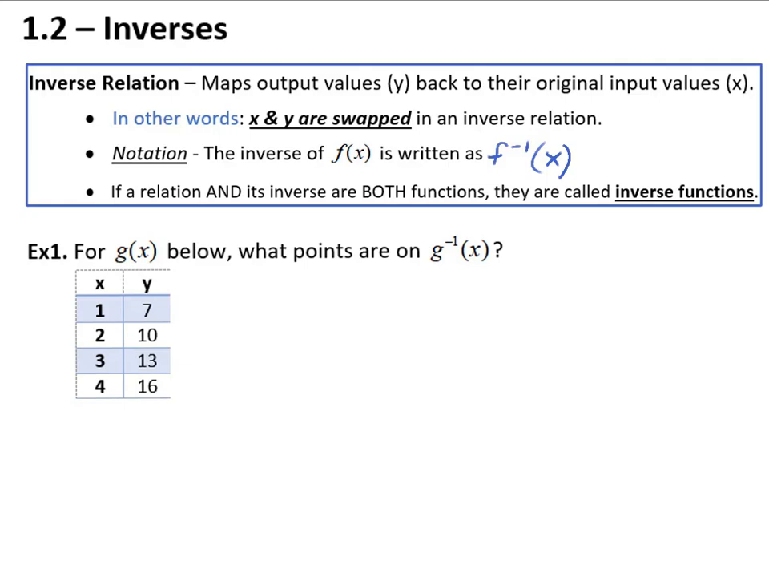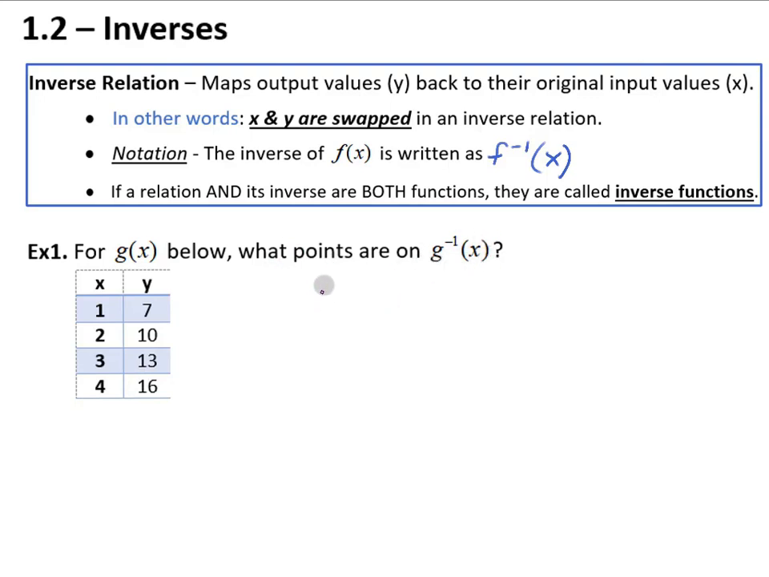Okay, so let's do an example. Here is a function g of x defined below in a table. And it asks us what are the points on g inverse of x. Okay, so we notice we have some points on here: 1, 7, 2, 10, 3, 13, 4, 16. 4 different points in this function g of x. Okay, so what are the points on our inverse going to be?